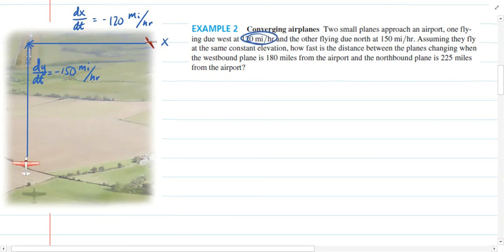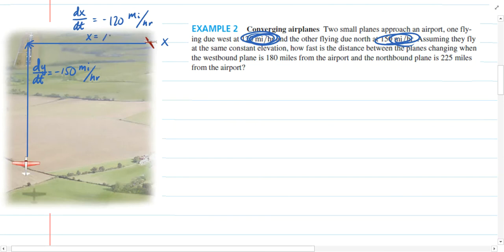And I know that those are dy/dt and dx/dt because they are both rates. Look at the units associated with those numbers. The units are fractions, therefore we're talking about rates. To make this problem easier, we're assuming that they're flying at the same and constant elevation, so they're not rising or falling. That would affect our distance. We would like to know how fast is the distance between the planes changing when the westbound plane is 180 miles from the airport and the northbound plane is 225 miles from the airport.